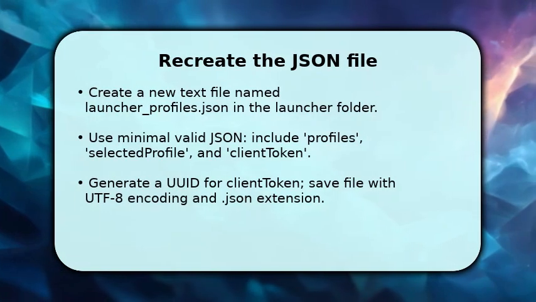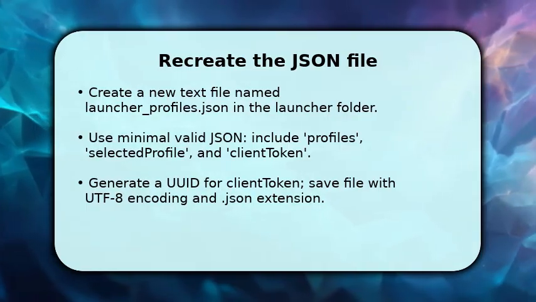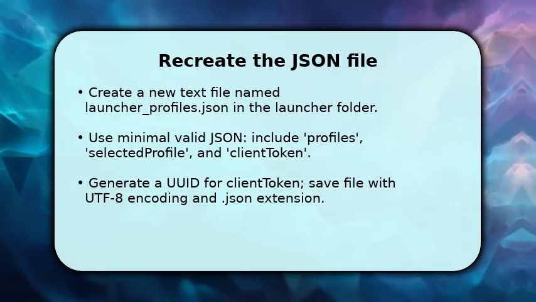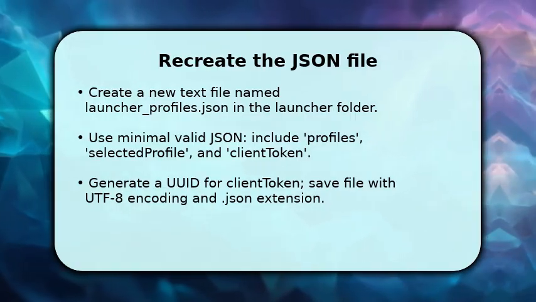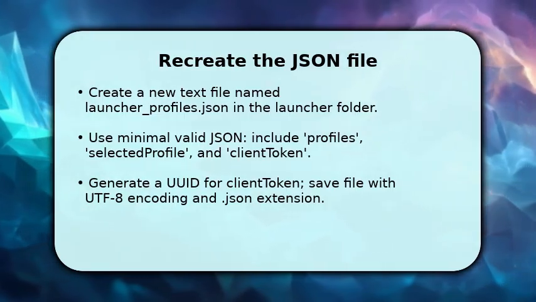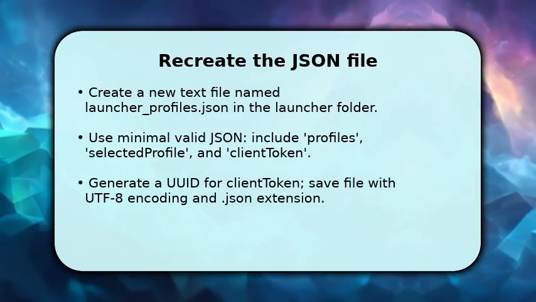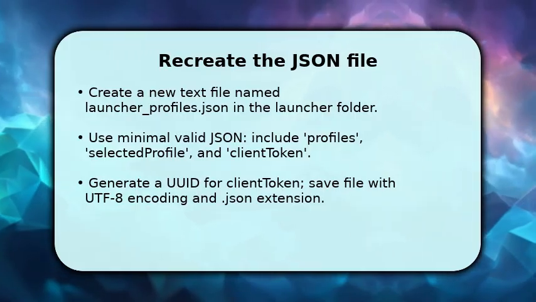Now you'll recreate a valid launcher_profiles.json. Open a plain text editor and create a file named launcher_profiles.json in the launcher folder. You must include a minimal valid structure, a profiles object, a selected profile key pointing to a profile ID, and a client token set to a generated UUID. This tells the launcher who you are.